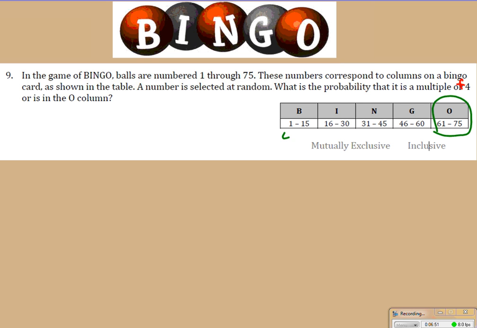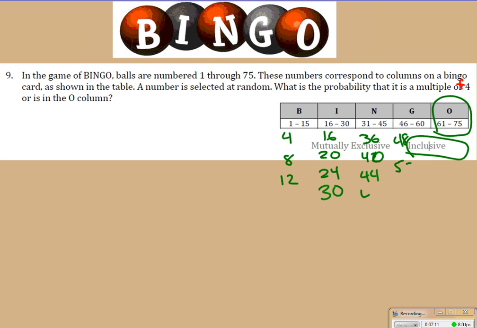So multiple of 4. So you got 4, 8, 12. First off, this is going to be inclusive because you're going to have groups in both. So you have 16, 20, 24, 30. Then you have 36, 40, 44, 48, 52, 56, 60. Then you're going to have 64, 68, and 72. So there's all your multiples of 4.